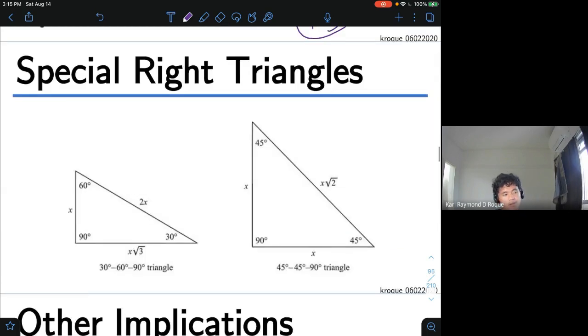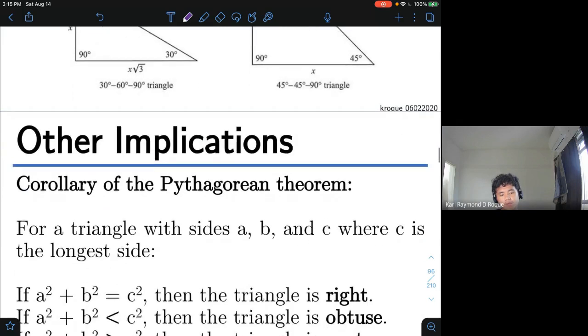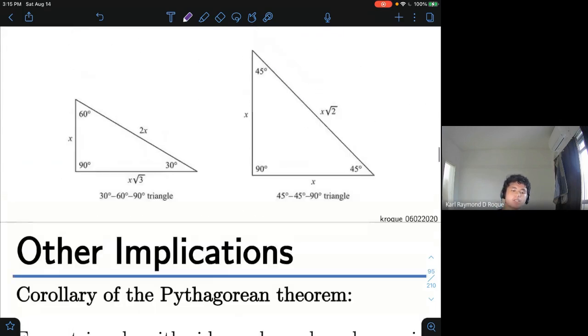Then, we have what are called special right triangles. 30, 60, 90 and 45, 45, 90. For 30, 60, 90, the sides are in the ratio 1 is to square root of 3 is to 2. For 45, 45, 90, the sides are in the ratio 1 is to 1 is to square root of 2. I'm sure you know this well, so I'll skip this.